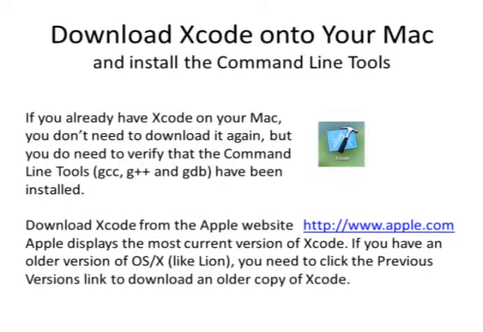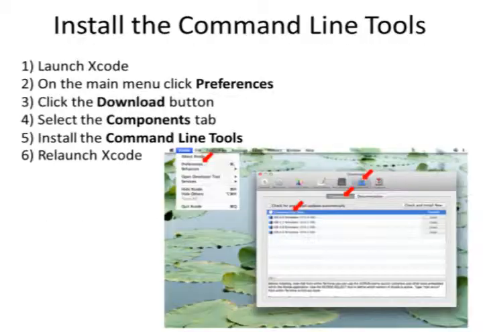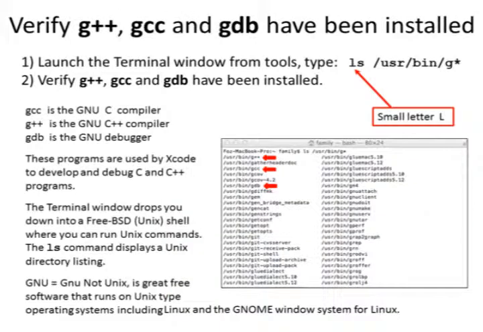Download Xcode from the Apple website. Apple displays the most current version of Xcode. If you have an older version of OS X like Lion, you need to click the previous versions link to download an older copy of Xcode. After you have installed Xcode, you need to install the command line tools. So launch Xcode. On the main menu, click Preferences, click the Download button, select the Components tab, and install the command line tools, and then relaunch Xcode.